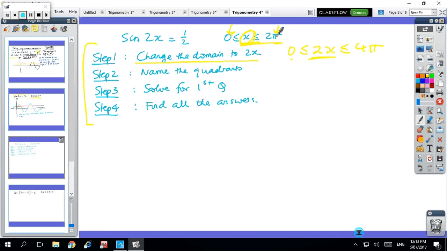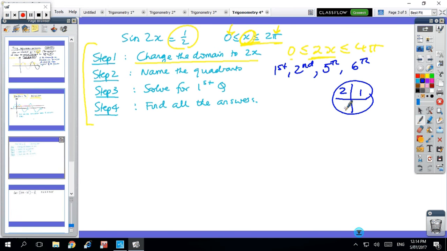Okay. So now we look at the quadrants. Sine is positive. So on the first lap, it's going to be the first and second quadrants. But then after we finished our first lap, the next lap will be the fifth, and the next quadrant will be the sixth. So we're going 1, 2, 3, 4, 5, 6. So we're getting these new quadrants. Now our answers are not going to be in the fifth and sixth quadrant at the end of the day, but that's where we start. Okay, so step 3 is still solve for the first quadrant like we did before, and then we find our other answers. So our quadrants are 1, 2, 5 and 6.